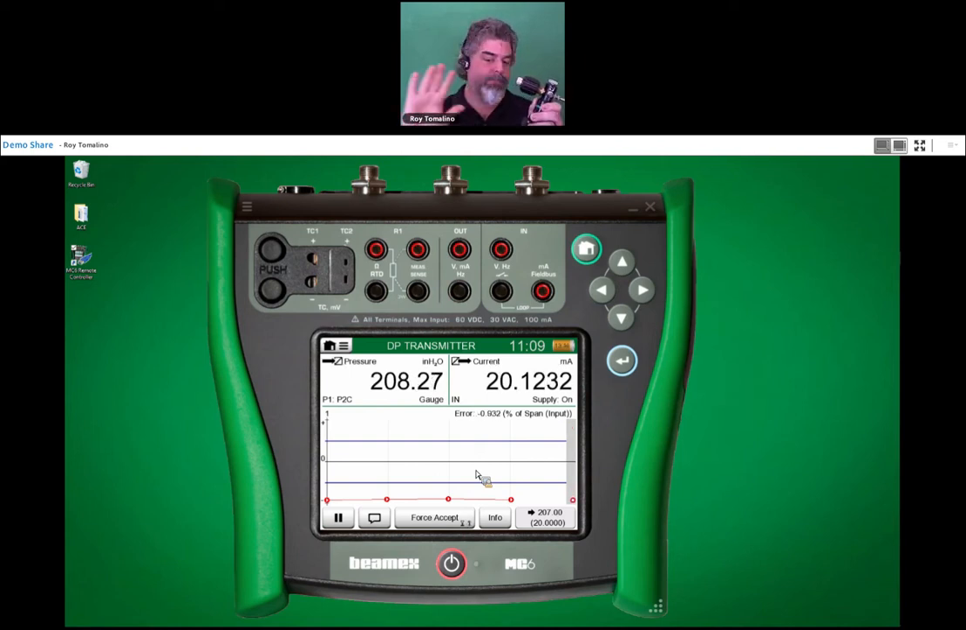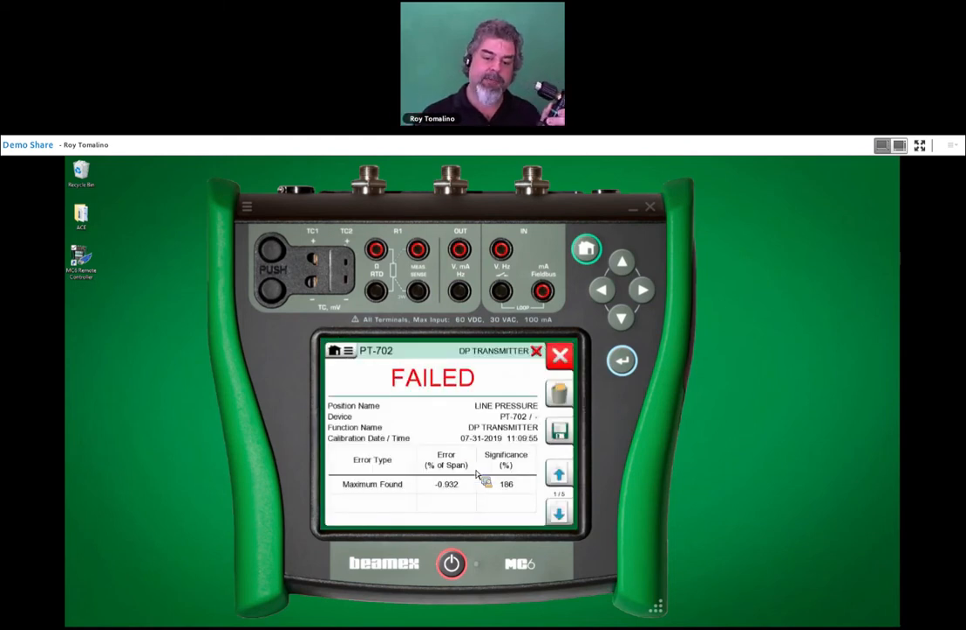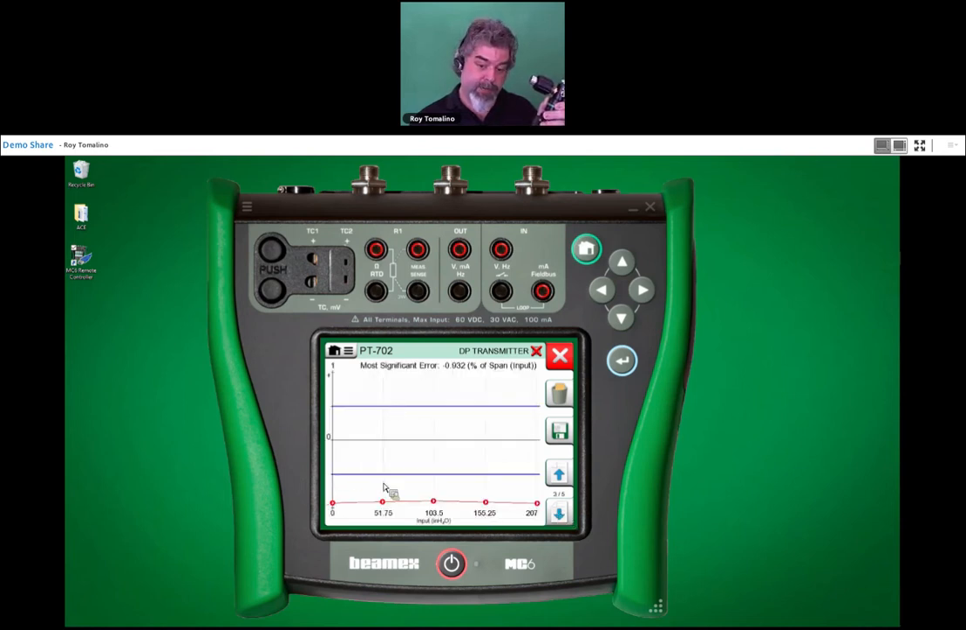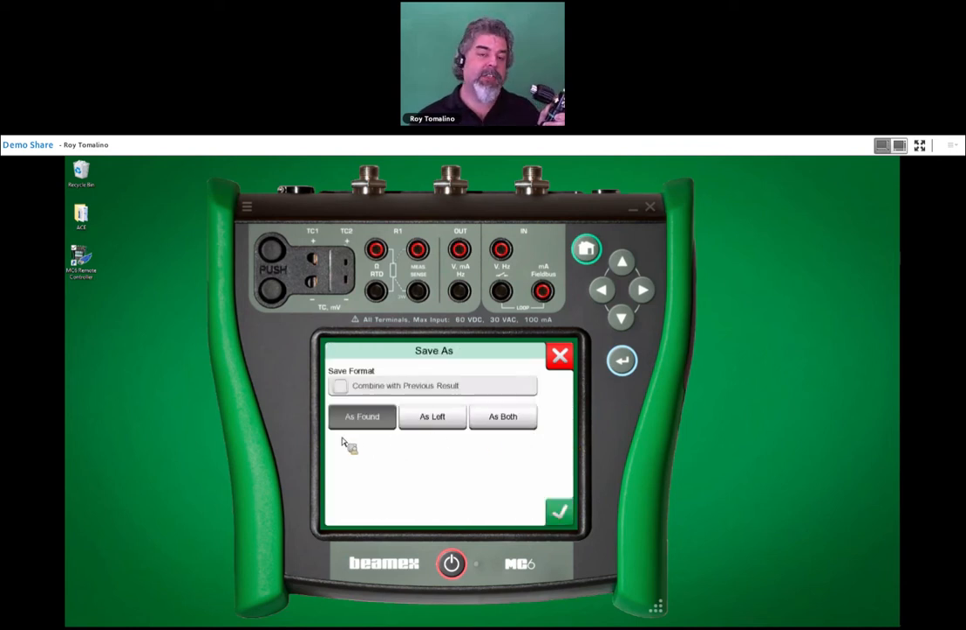I overshot it a little bit, but this makes a lot of sense. I've got about a 1% error, and yep, done, and it's flat all the way across. So, save it. I'll save this, and this is going to be an as found on just my transmitter calibration.